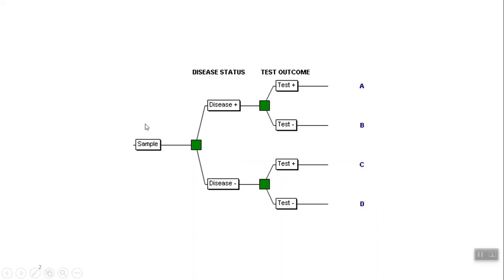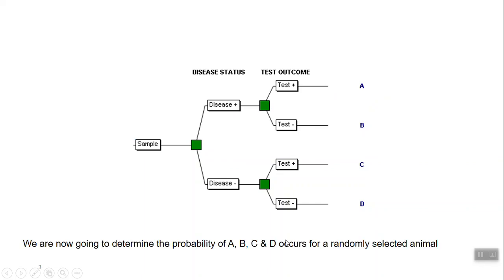And so the net result, and why we sort of call it a tree, is that we have 4 branches, so A, B, C and D. Okay, now we can determine the probability that a randomly selected animal will be A, B, C or D, and we'll work through what those probabilities are. And let's start by thinking about the probability A.